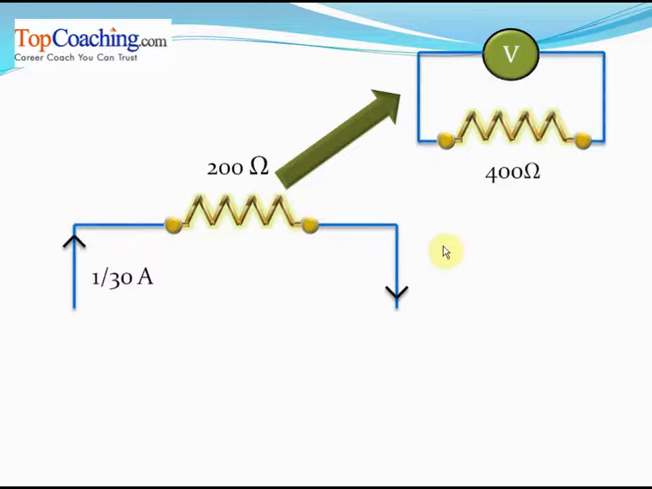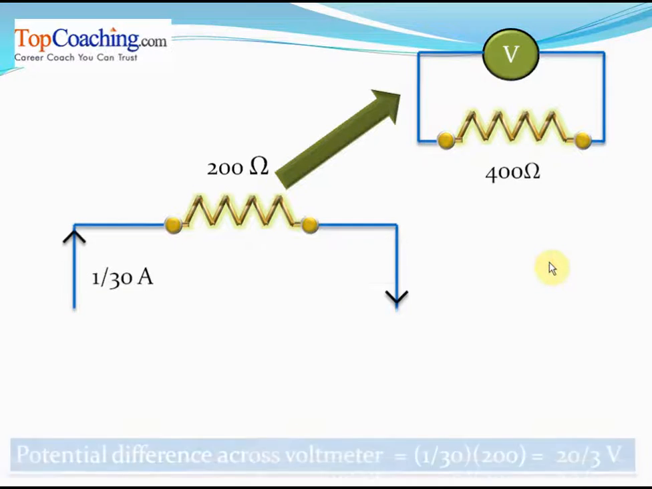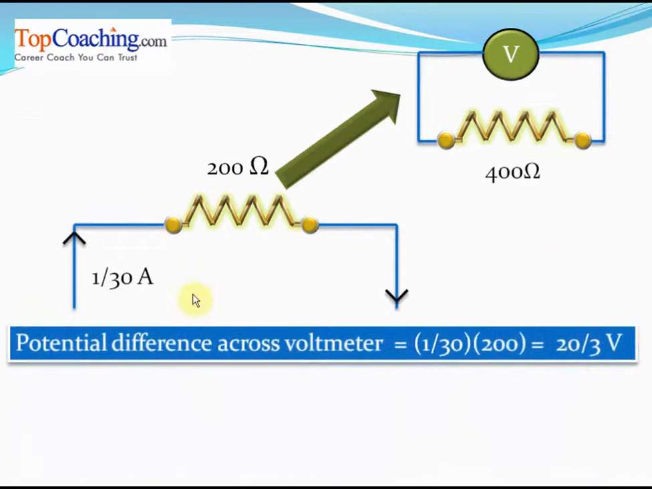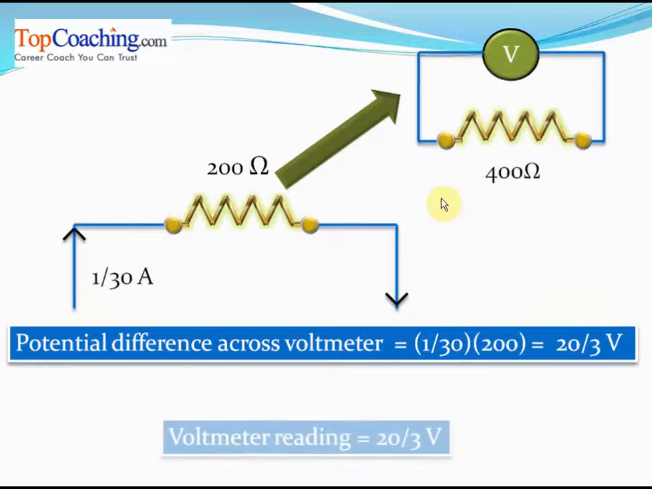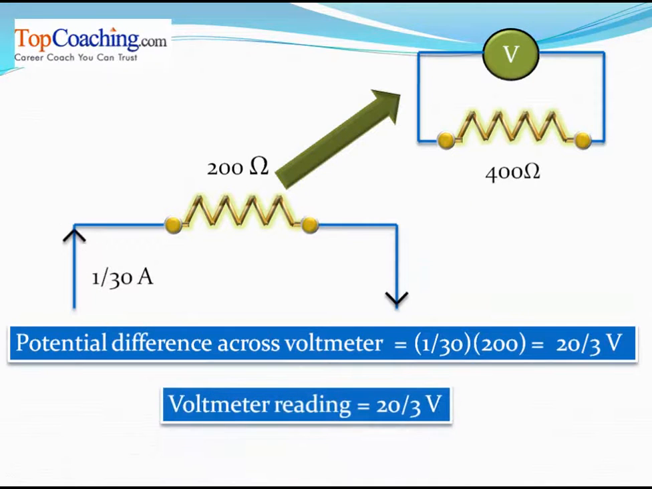What that means is that the potential difference across this 200 ohm resistance is the same as the potential difference across the voltmeter and the potential difference across the 400 ohm resistance, isn't it? Because those two resistances were in parallel, and therefore the potential difference across the voltmeter is simply 1 by 30 into 200, that is 20 by 3 volts, and therefore the final voltmeter reading is 20 by 3 volts.